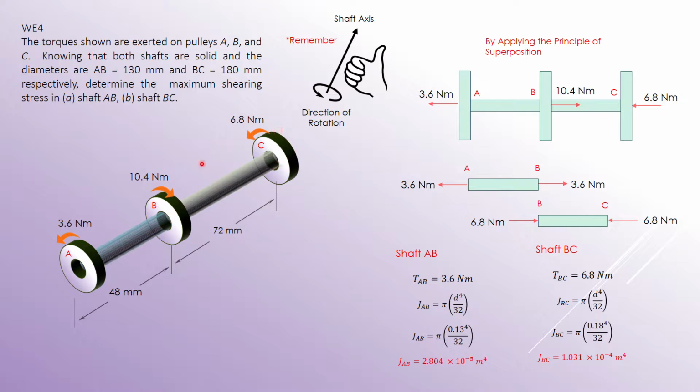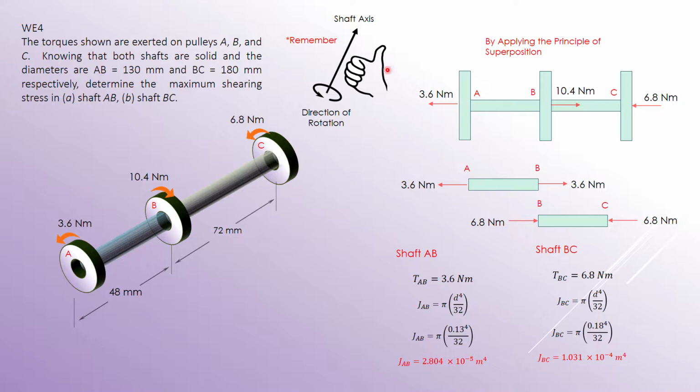Now based on the diagram that is given, I have redrawn it into a 2D diagram, which shows you pulley A, pulley B, and pulley C. At the same time, we have converted the 3.6, 10.4, and 6.8 turning moments to a linear direction component using the right hand rule, with the thumb pointing towards the shaft axis and the fingers gripping in the direction of rotation of the particular shaft or pulley.